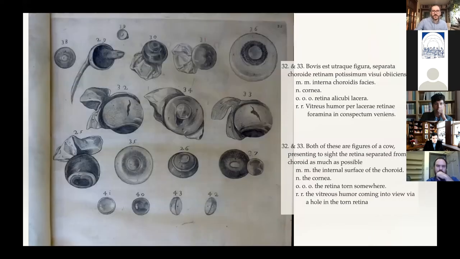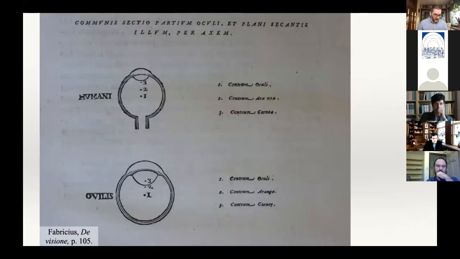And also, interestingly, they're particulars. Here we have two different representations of the same eye, or the same kind of eye, dissected in pretty much the same way, but there are two particular representations rather than a universal representation. And we see a tear occurring, showing the vitreous humor in both. So that's one set of representations of the eye.